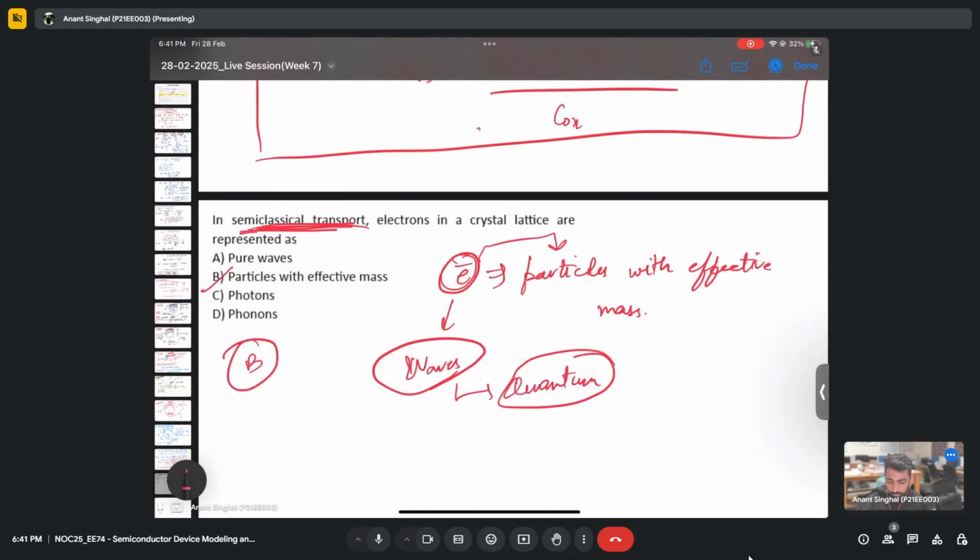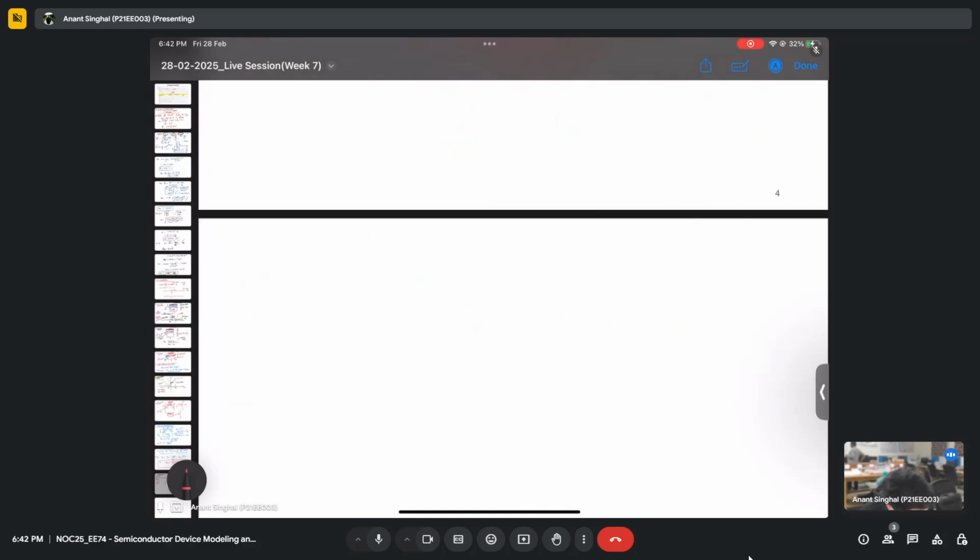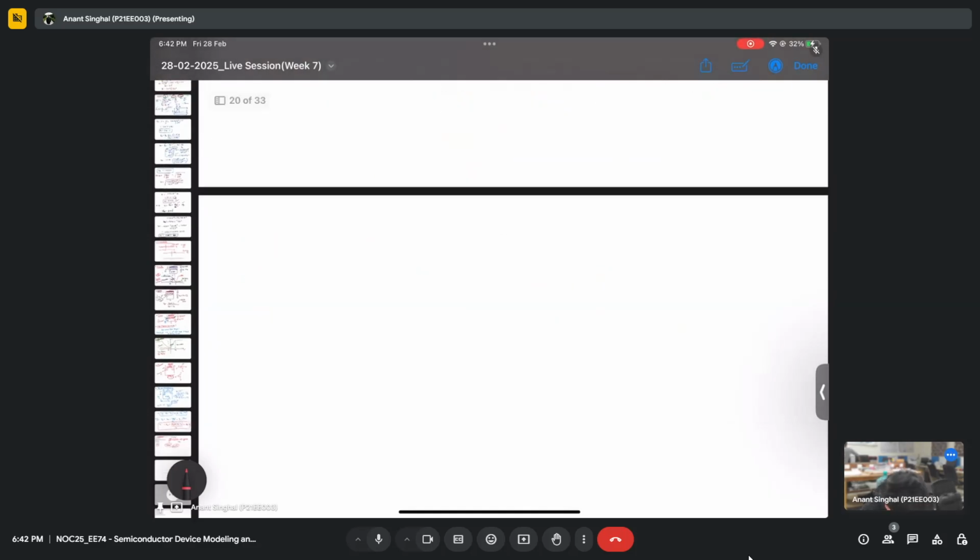Let me run that also. So electrons in a crystal lattice are treated as particles with effective mass, allowing classical laws like Newton's to be applied. So this is the semi-classical transport problem. I mean, this was very basic.